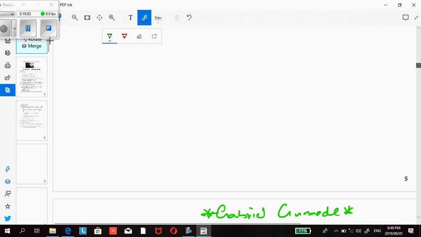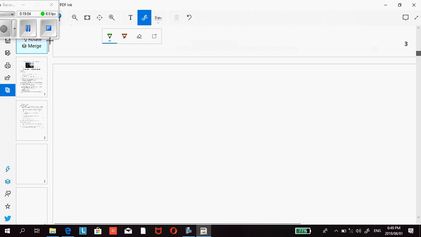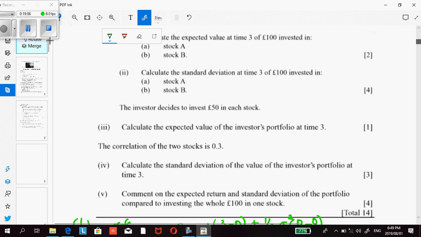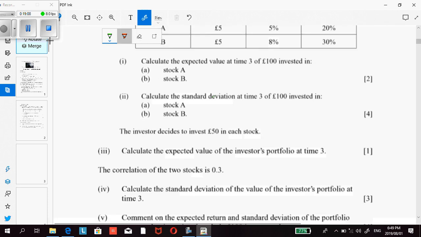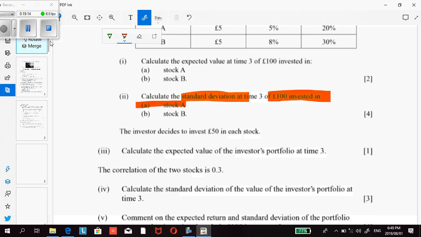Our second question says, calculate the standard deviation at time 3 of £100 invested in stock A and stock B. Now they're looking for the standard deviation, but you know, you've been studying, we can't go straight away from the standard deviation. We must start from the variance. So this is exactly where I'm going to start.